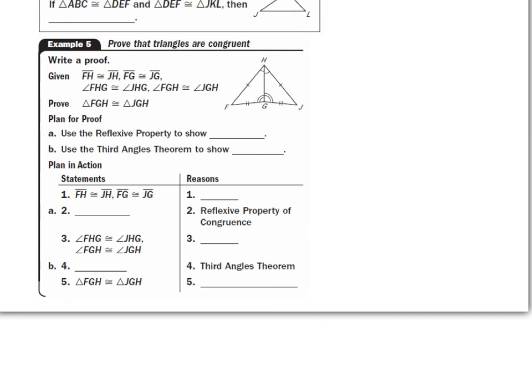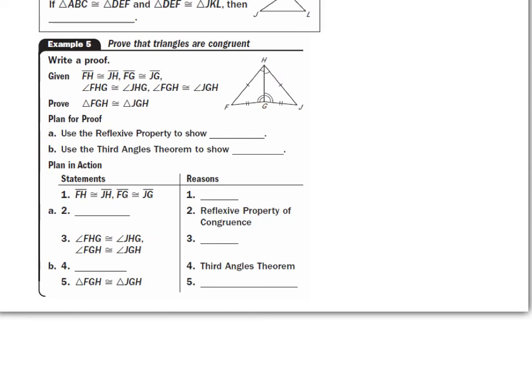Alrighty, last but not least, we have another proof. So we're going to prove that these triangles are congruent. It is given to us that FH is congruent to JH, that FG is congruent to JG, that angle FHG, this one, is congruent to this one, and that these two angles are congruent. So everything that was given was also marked on the picture. Sometimes that's not always going to happen. They may give it to you and not mark it on the picture.